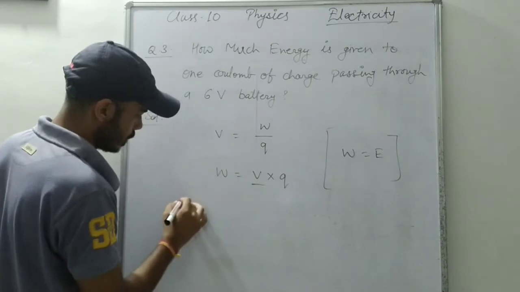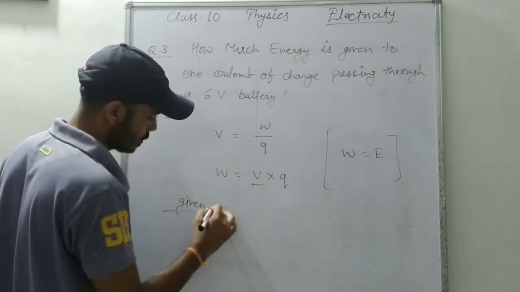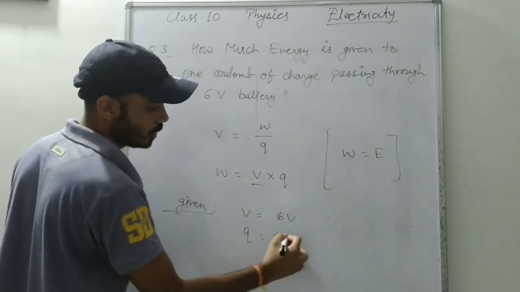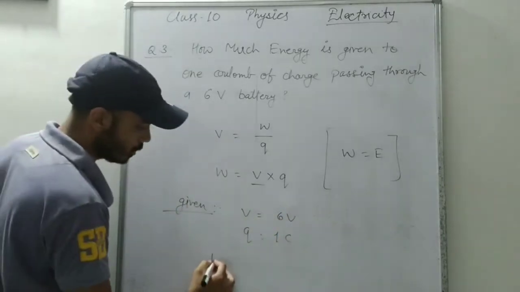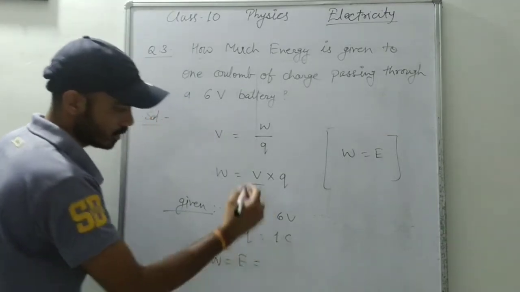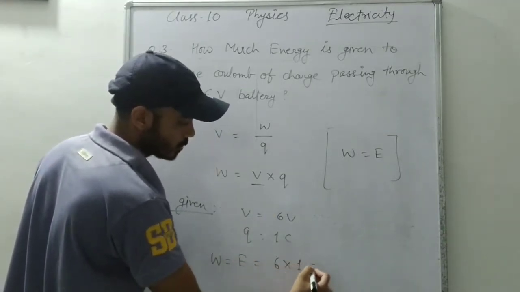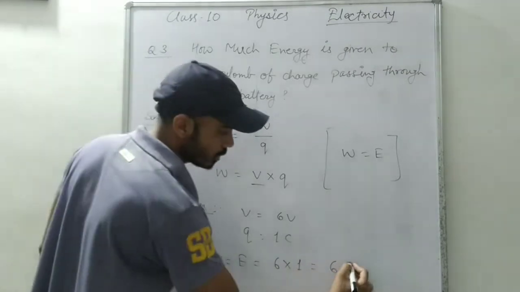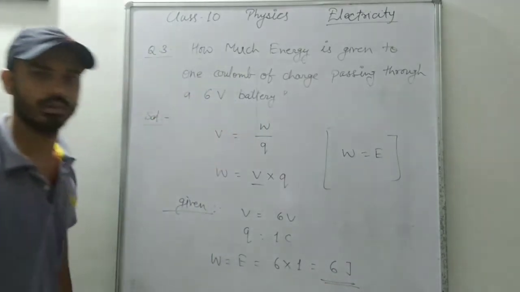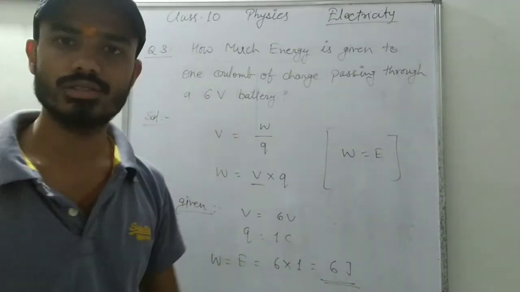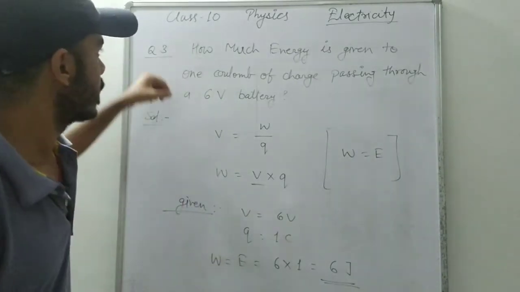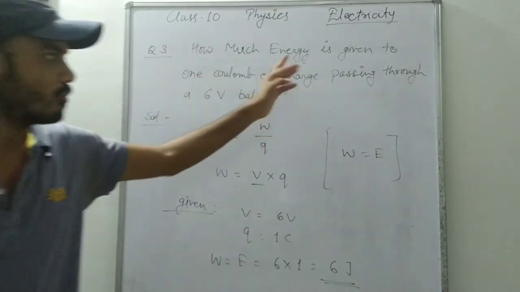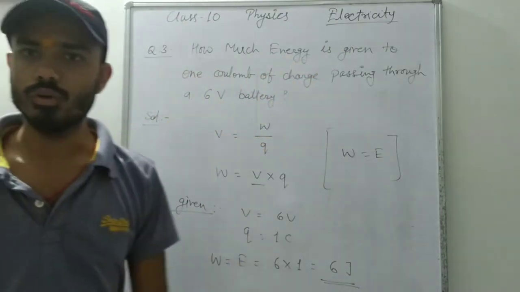So given values of V equals 6 volt and Q equals 1 coulomb. So simply W equals E equals 6 into 1. So here 6, and if we are calculating work, the unit of work is joule. So the final answer is 6 joule. So here we can say that 6 joule energy is given to the 1 coulomb charge for passing through a 6 volt battery.